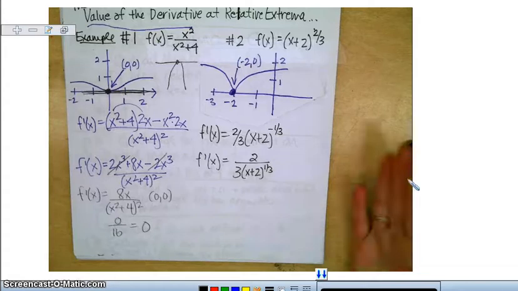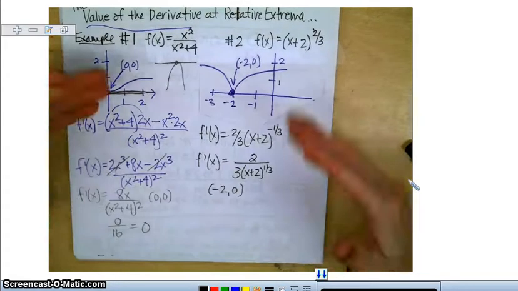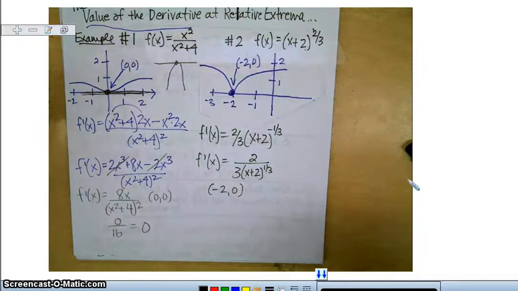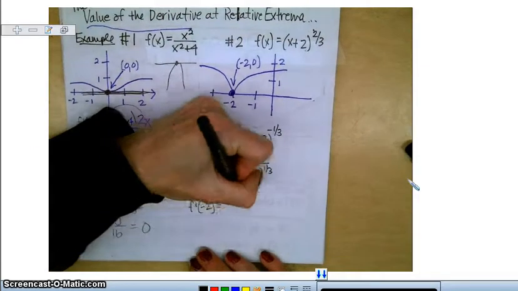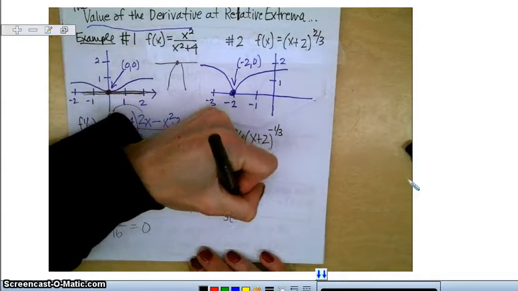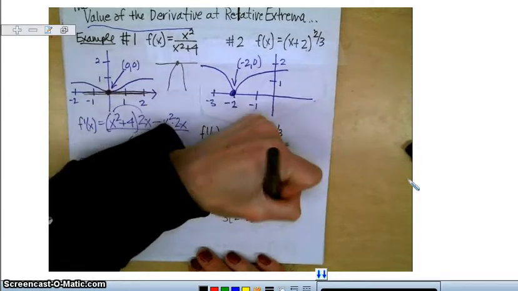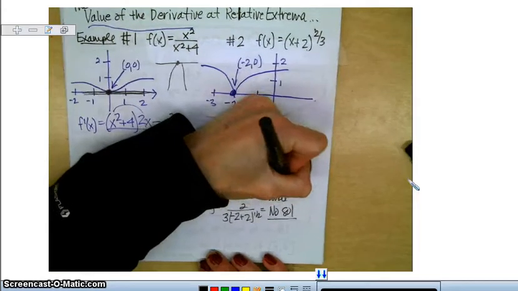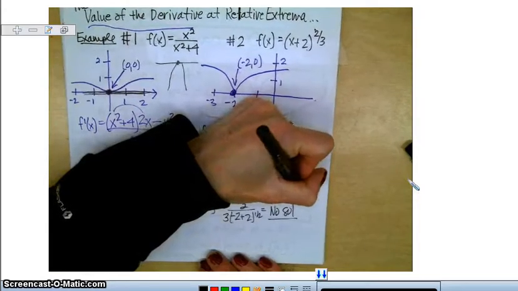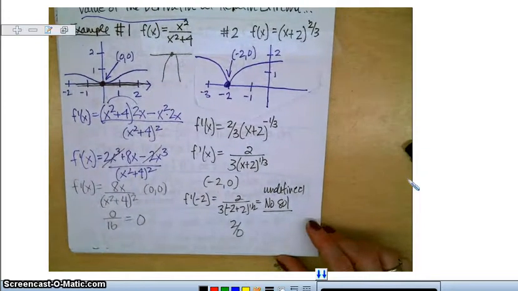I want to find the value of the derivative at that point, at negative 2 comma 0. What is the value of the derivative there? Put negative 2 in for x. So f prime of negative 2 is 2 over 3 times (negative 2 plus 2) to the 1/3 power. That gives me no solution. Undefined. Why? I get 0 on the bottom. I get 2 over 0. That's what I get. Undefined.